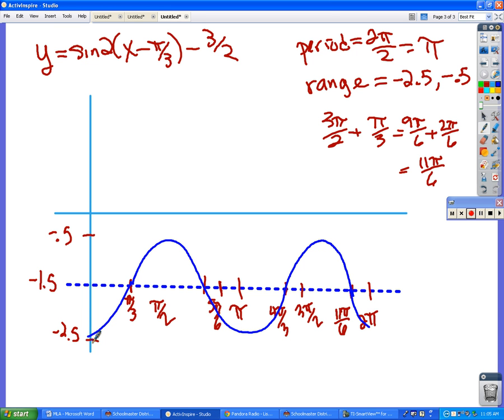All right? Which I know is tricky. I know that's a lot. And we'll do another example for you, but that's how that goes. Okay? Going to try another one?